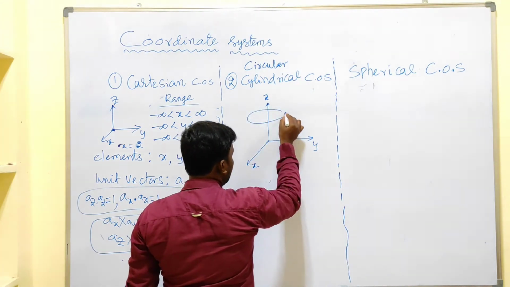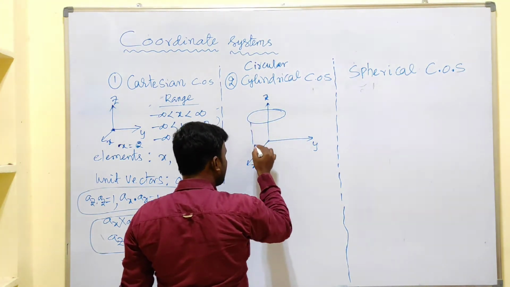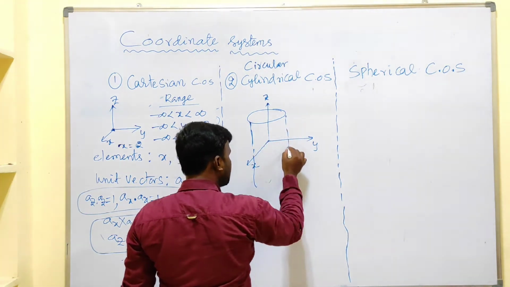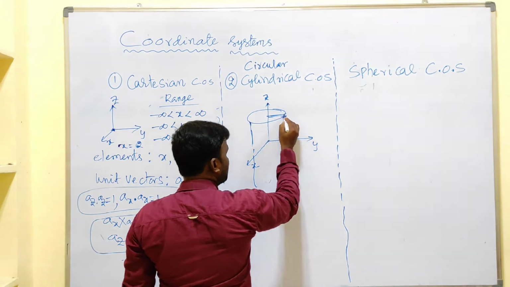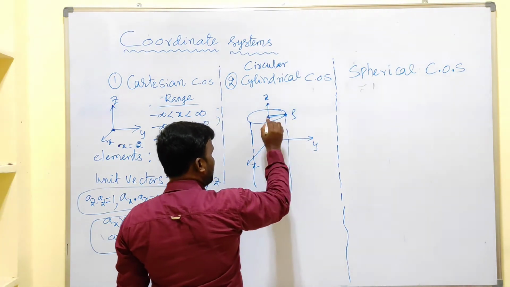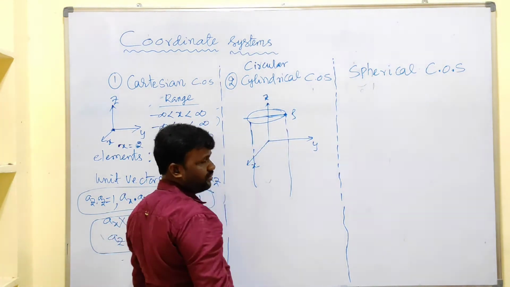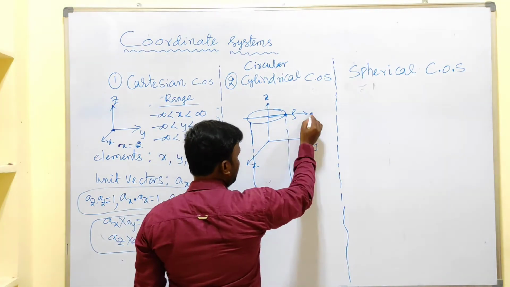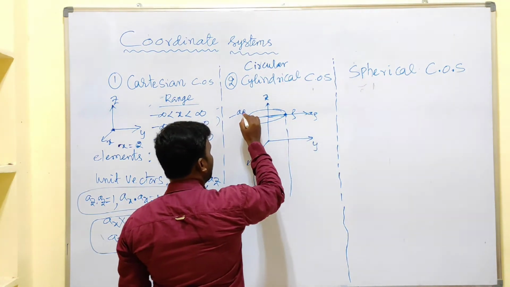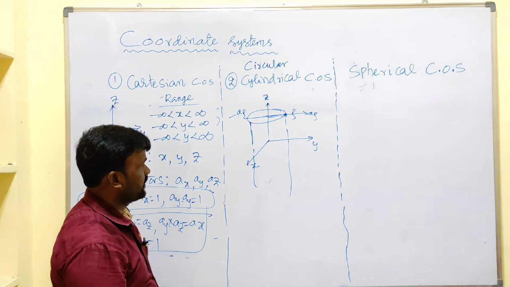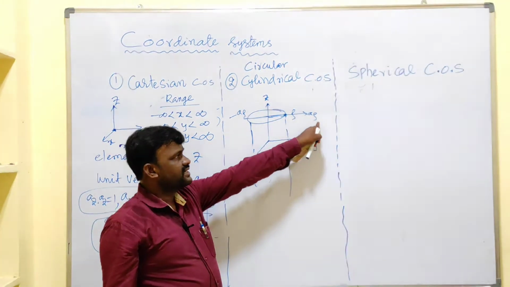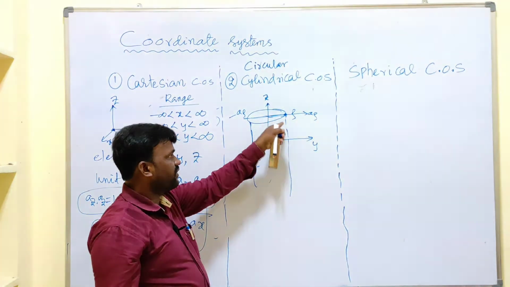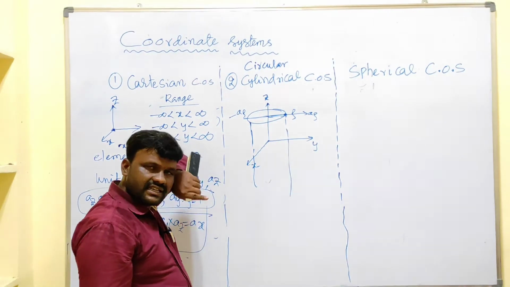So the cross sectional area of the cylinder is looking like this. It has a constant radius here to here. So this is rho, and here to here also rho. Of course, it is positive arrow direction, and this is a negative arrow direction. The unit vector along rho direction is a rho.